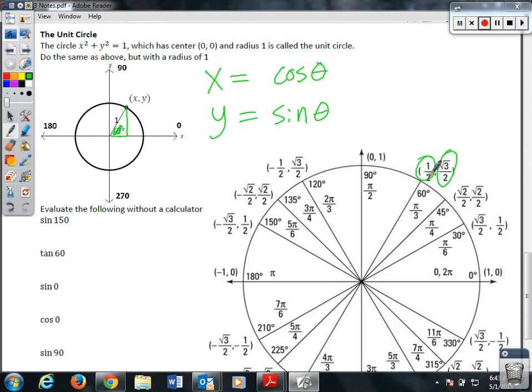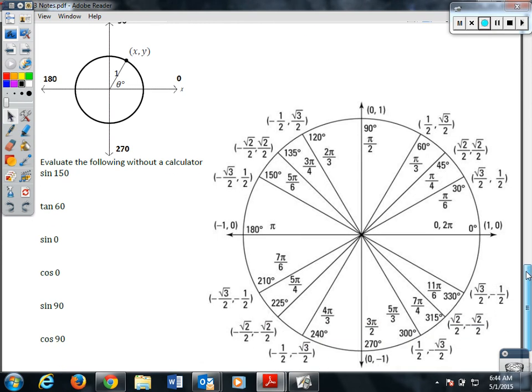So if we look at, say, 210 degrees, the cosine of 210 is negative square root of 3 over 2, and the sine of 210 is negative 1/2. So then we can use this unit circle to start evaluating sine and cosine without having to use a calculator.